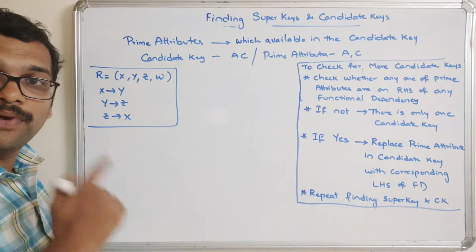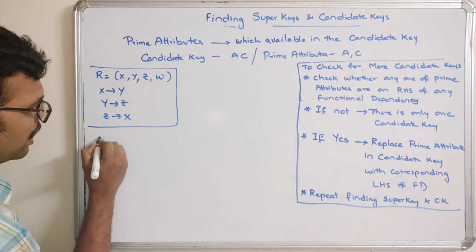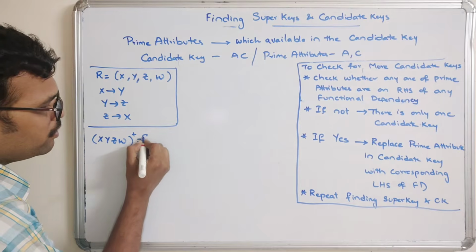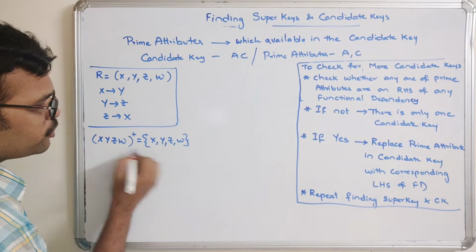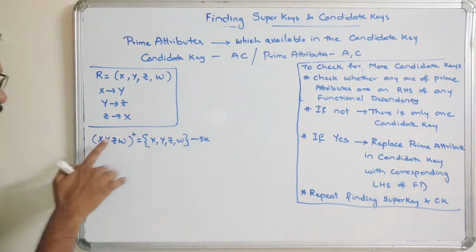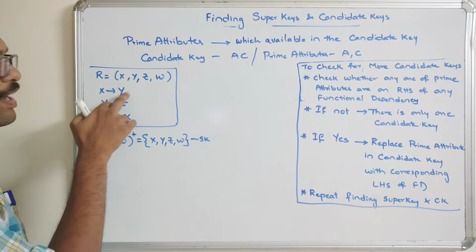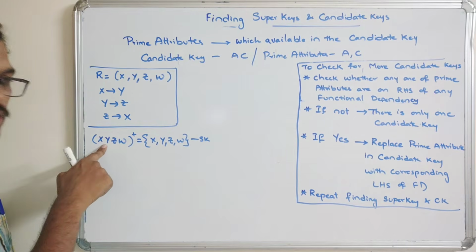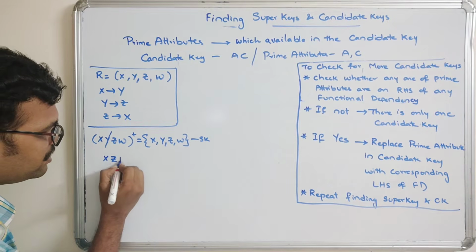Now what we have to do? We have to find out the super keys, right? So I'll find out the super key for this one. So I'll consider X, Y, Z, W closure, which will give all the values X, Y, Z, W. So this will be the super key. Then, from the functional dependencies, you can say if you are having X, then Y can be determined. So both X and Y are available in the closure. So you can just remove the Y. So it is minimized: X, Z, W.